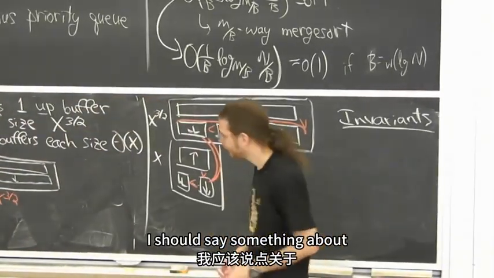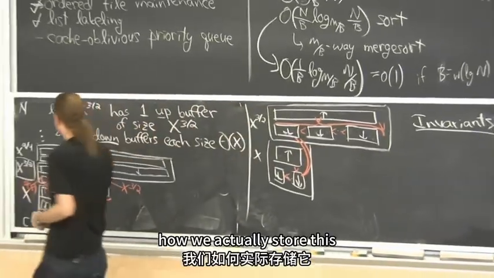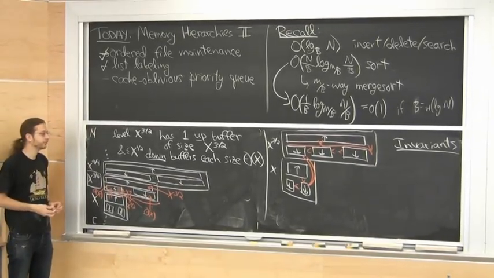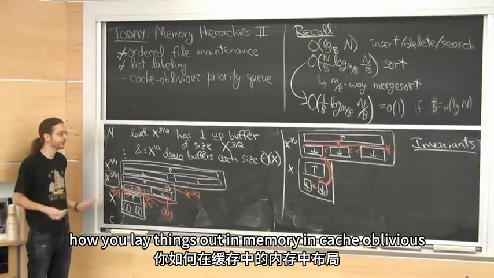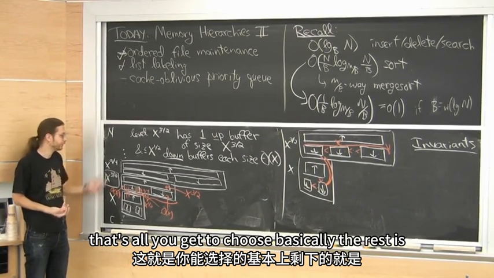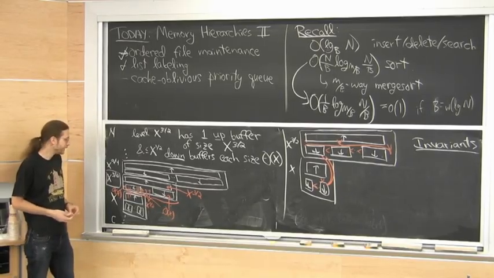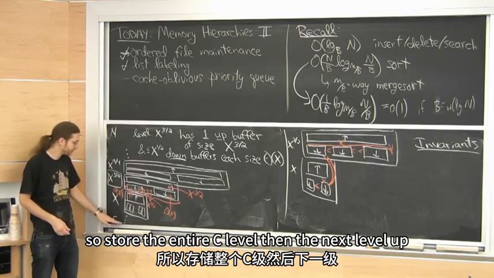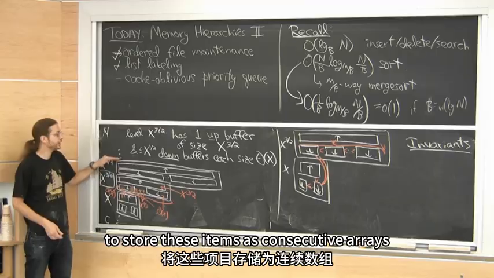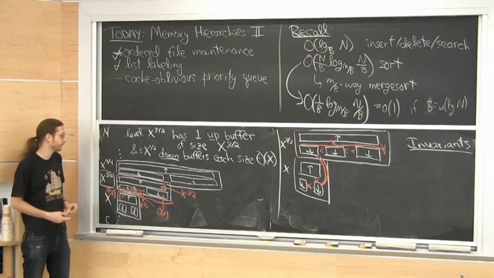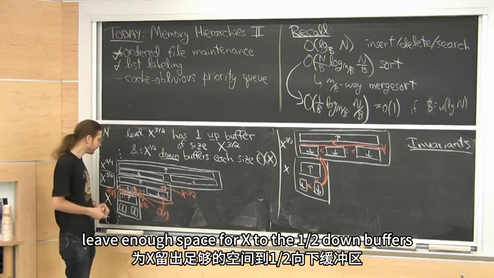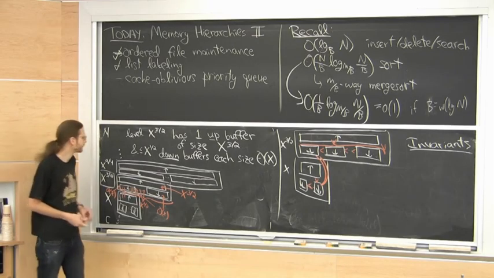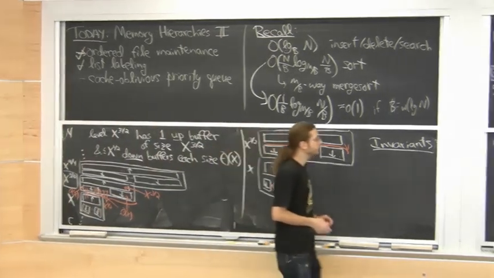I should say something about how we actually store this in memory, because the whole name of the game is how you lay things out in memory. In cache-oblivious, that's all you get to choose, basically. The rest is a regular RAM algorithm. And all we do is store the items in order, say, from bottom to top. So store the entire bottom level, then the next level up. Just store these items as consecutive arrays. That's what we need to do. Leave enough space for x to the 1/2 down buffers, each of size theta x.